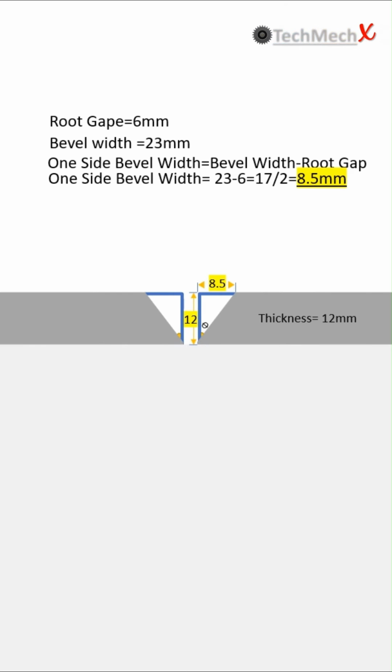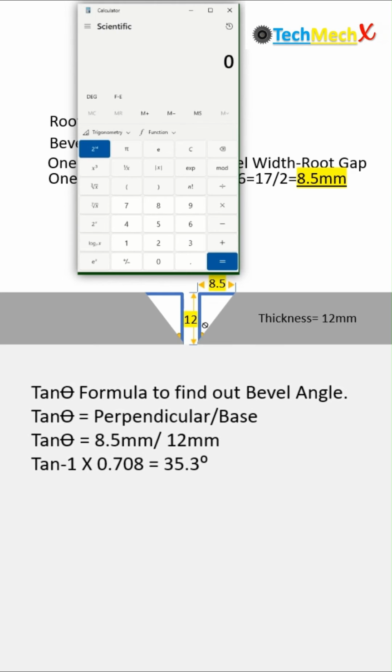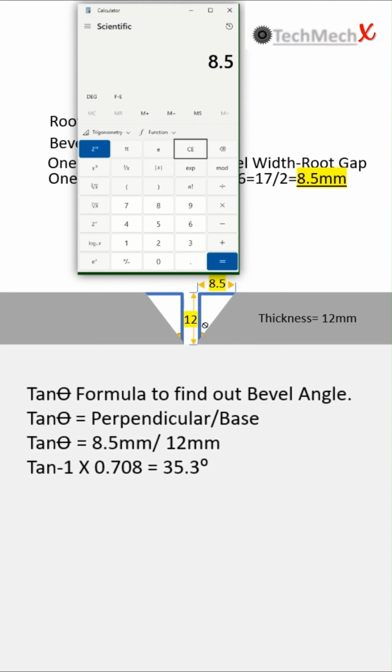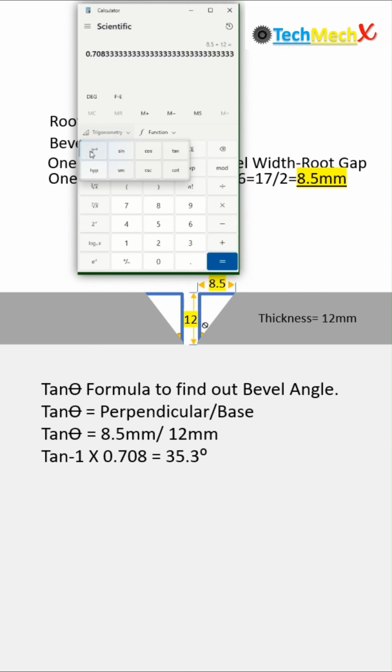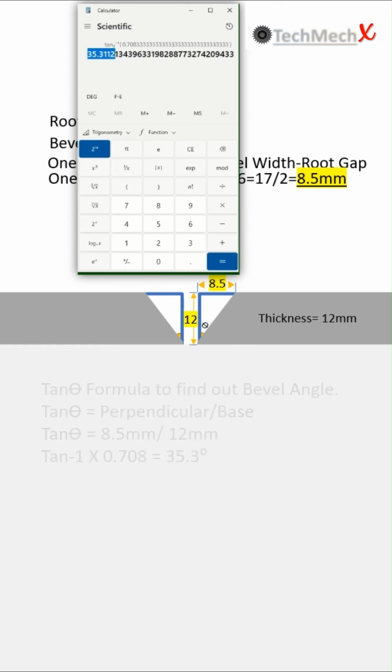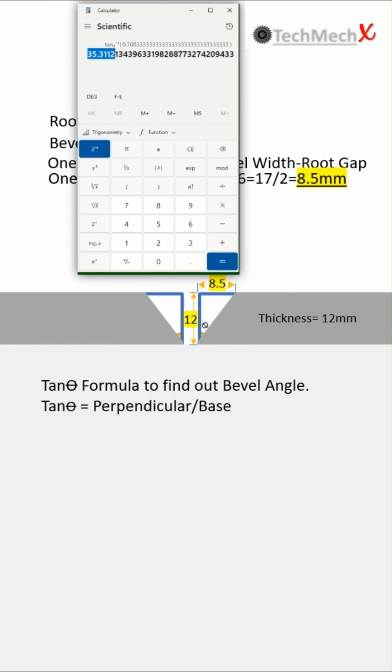To determine the bevel angle, we can use the tangent formula. By substituting the values, we have tan theta equal to 8.5 divided by 12 mm. Evaluating this expression, we find that the tangent is approximately equal to 0.708. To find the actual angle, we take the inverse tangent of 0.708, which gives us approximately 35.3 degrees. Therefore, the bevel angle of the pipe at one end is 35.3 degrees.